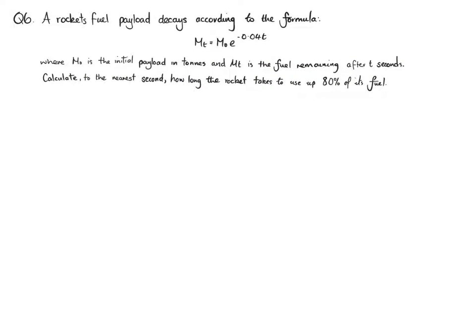Question 6, which is an exponential question, which is, I know, all of your absolute favourites, which is why I've put it in. Right, so we have a rocket fuel payload decays according to the formula given. M0 is the initial payload and MT is the fuel remaining. And we've been asked to find, to the nearest second, how long the rocket takes to use up 80% of its fuel.